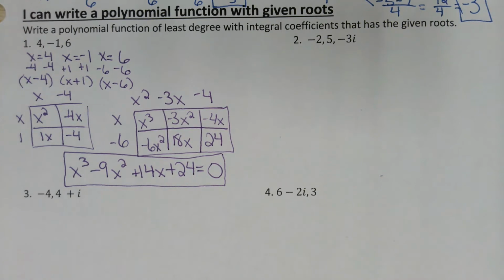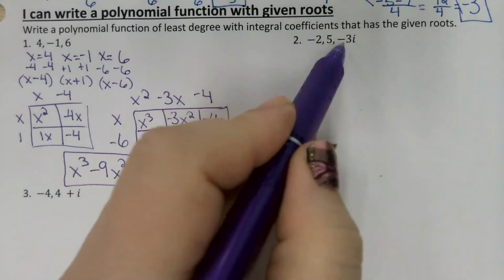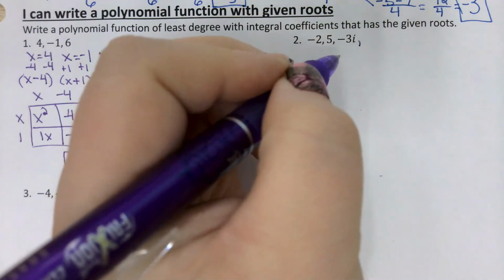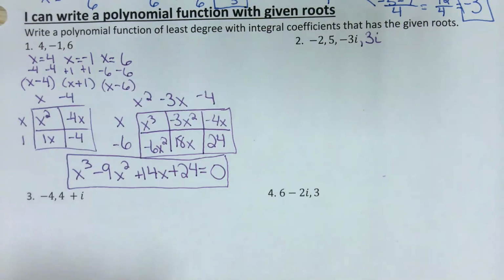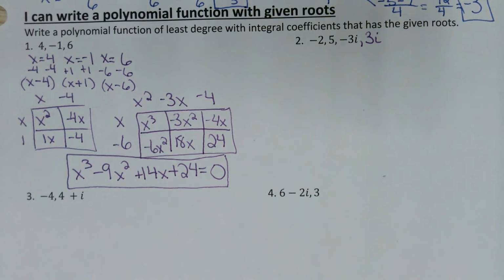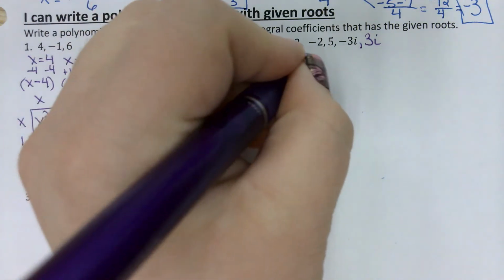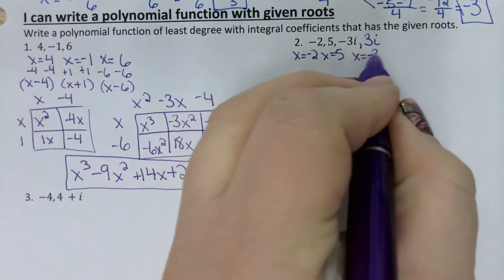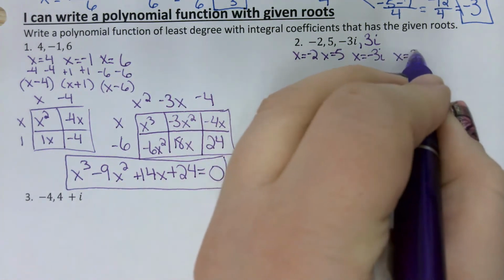Now, in the other ones, we have an i in there. The process remains the same. It just looks a little trickier with the i, and we need to make sure that we've included all of the different i's because we should always have an even number. In this case, I was given -3i as a root. That means that its conjugate, positive 3i, is also a root. The rest of it remains basically the same. We take x equals -2, x equals 5, x equals -3i, and x equals positive 3i.